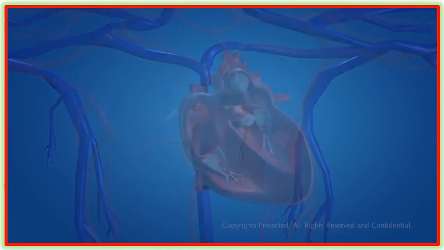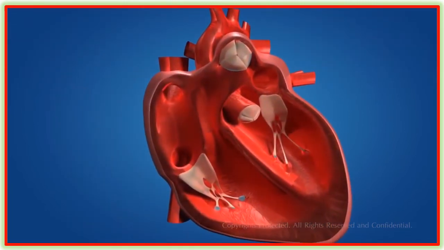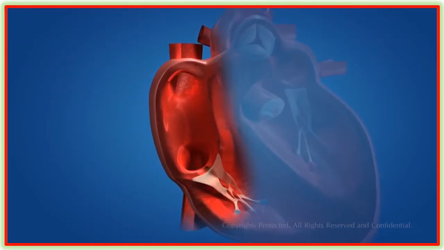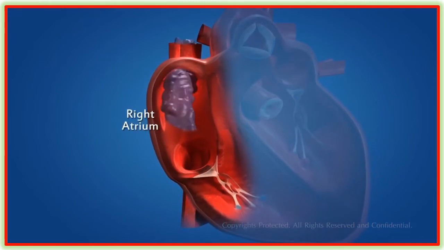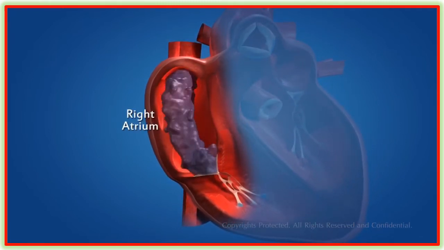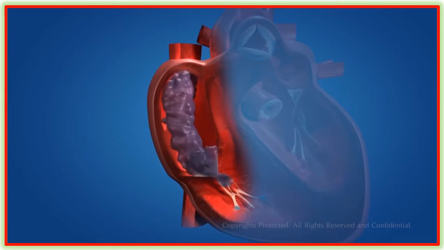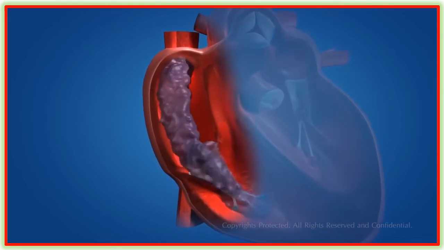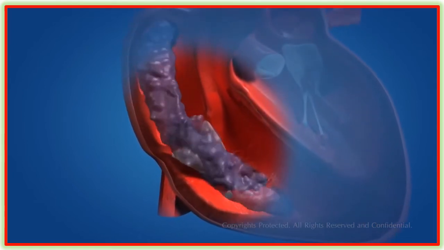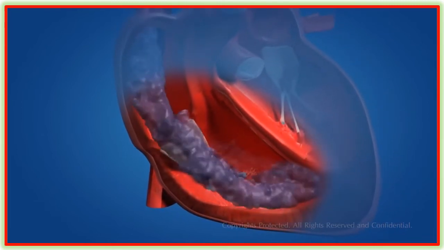The deoxygenated blood from different parts of the body enters the upper right chamber of the heart, which is called the right atrium. The right atrium contracts, allowing the blood to flow into the right ventricle, which expands as the right atrium contracts, through the one-way valve.